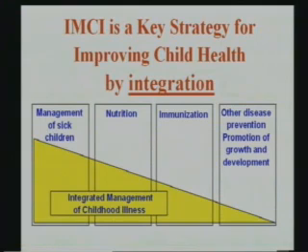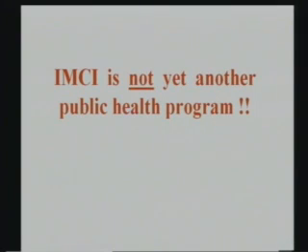So IMCI, that is the Integrated Management of Childhood Illness, makes an integration of all these programs. And you will see that this yellow triangle representing IMCI is the broadest at the square where it is management of sick children, then nutrition, then immunization, and gradually tapering over to the other disease prevention and promotion of growth and development. So our doctors, health workers and healthcare providers will think that yet another program has come, like prevention of blindness and prevention of anemia. No, this is not another program.